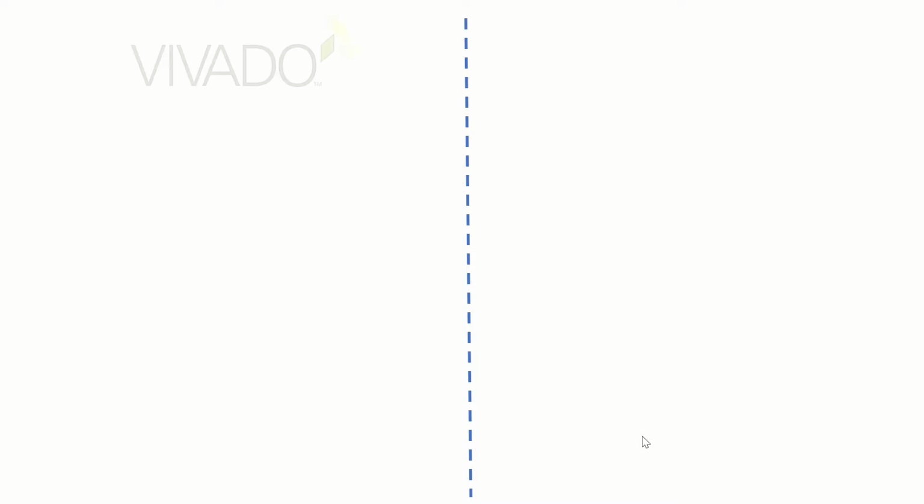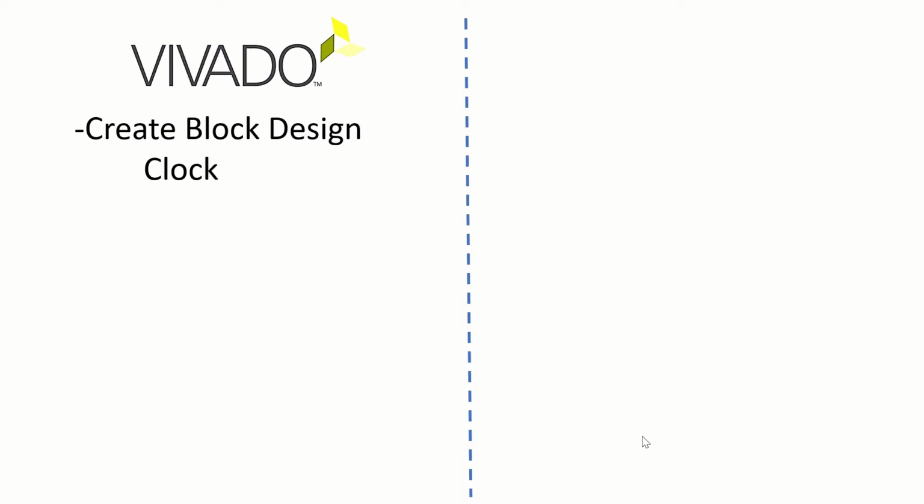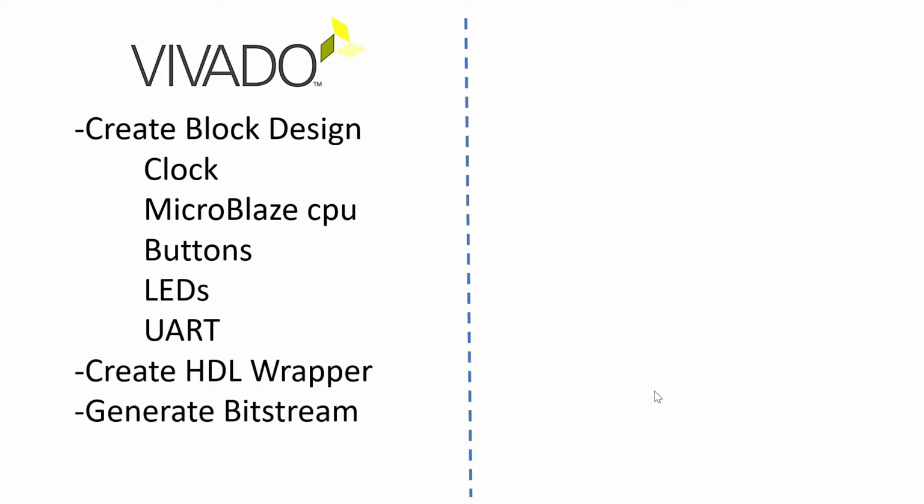We'll start our project in Vivado and we will be creating our block design by adding intellectual properties, or IPs for short. In this particular project, we will be adding clock, the MicroBlaze CPU, push buttons, LEDs, and UART. The next step will be creating an HDL wrapper and generating a bit stream which will automatically run the synthesis and implementation. Our final task in Vivado will be to export this design as hardware platform.